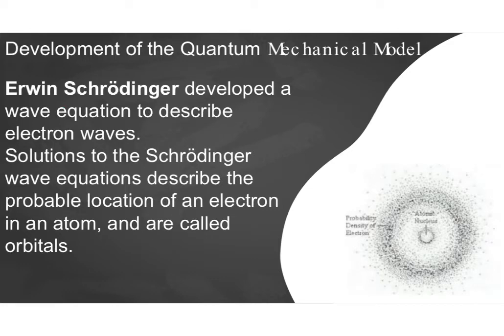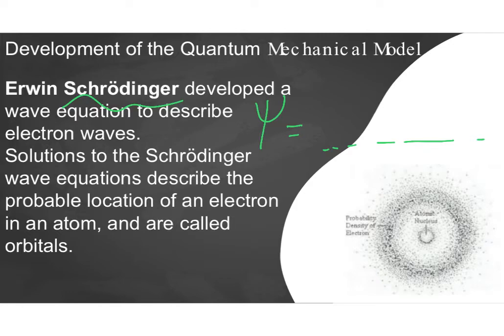So along comes Schrodinger, the last key scientist to contribute to this quantum mechanical model of the atom. He basically wrote out a long mathematical equation for the wavelength of electrons in atoms. If you Google the Schrodinger wave equation, there are these incredibly long, crazy mathematical equations. This guy was a genius squared.